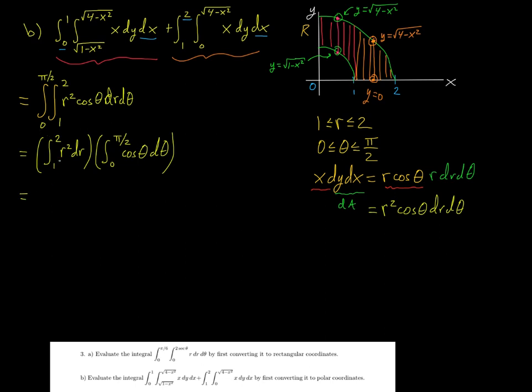So here we got r squared, its integral would be r cubed over 3, going from 1 to 2. Integral of cosine is sine, and we're going from 0 to pi over 2. And this is going to give us 8/3 minus 1/3, that'd be 7/3. And evaluating at pi over 2 is going to give us the sine of pi over 2, which is 1. Evaluating at 0, the sine of 0 is 0, so this is just going to give us 1.